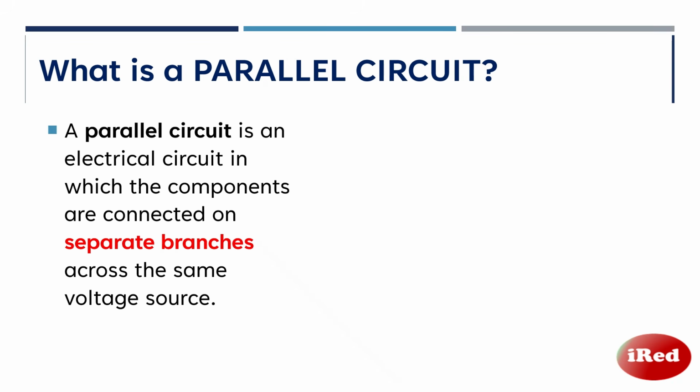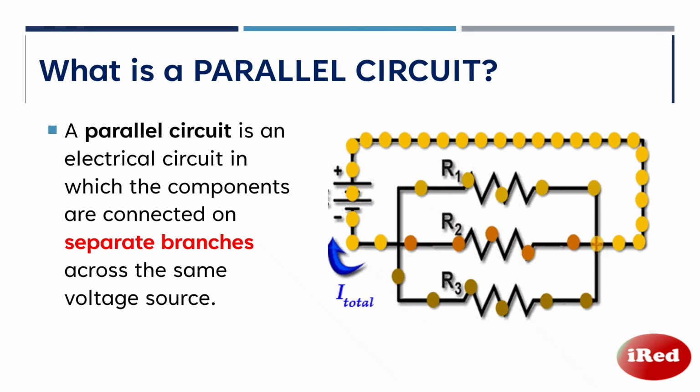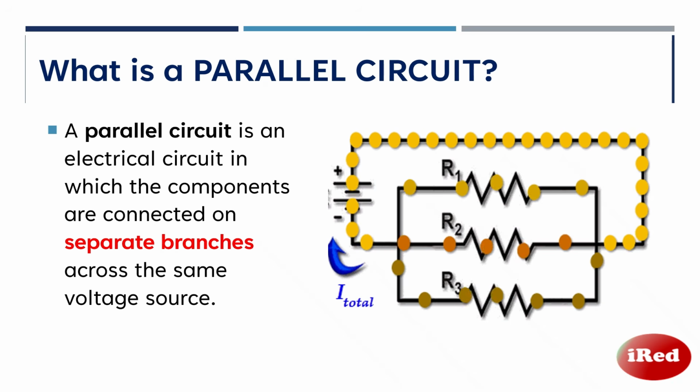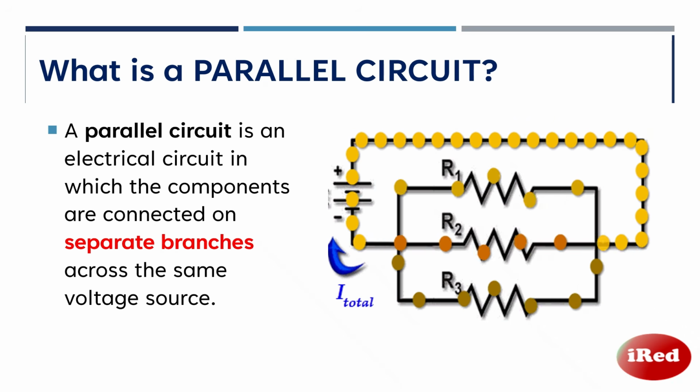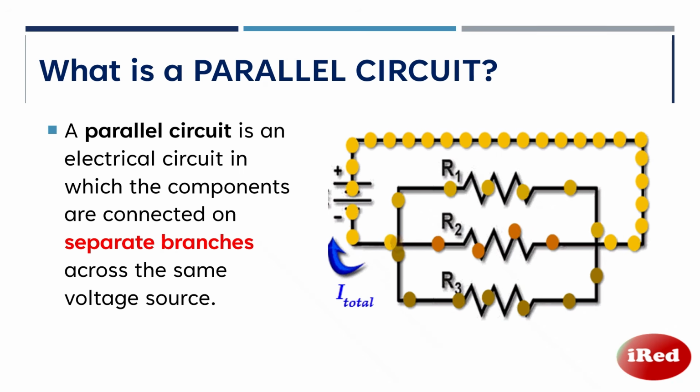First, notice the words separate branches. This means that each electrical component, such as a light bulb or a resistor, has its own path for electric current to flow. So instead of traveling through a single path like in a series circuit, the current has multiple paths to choose from.